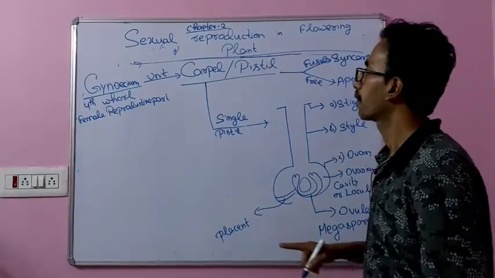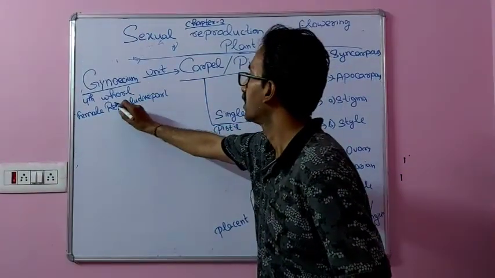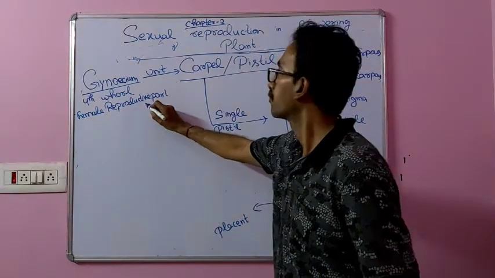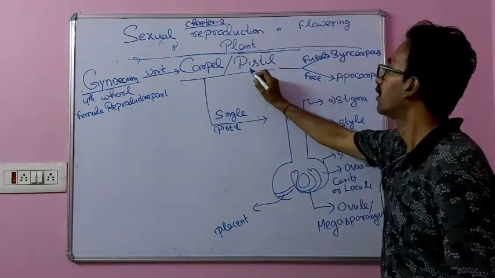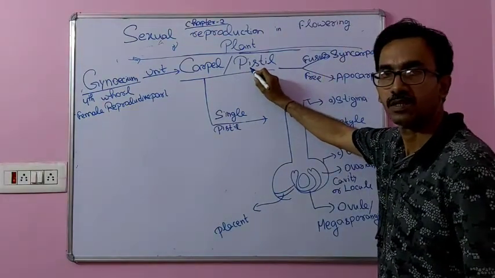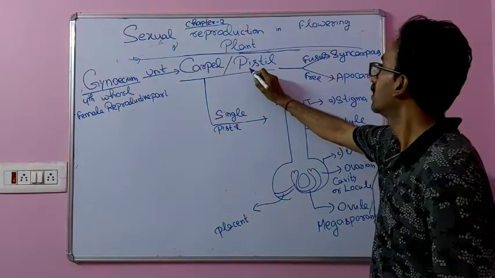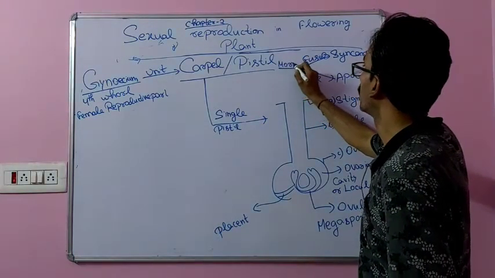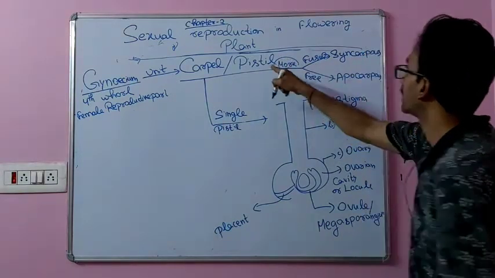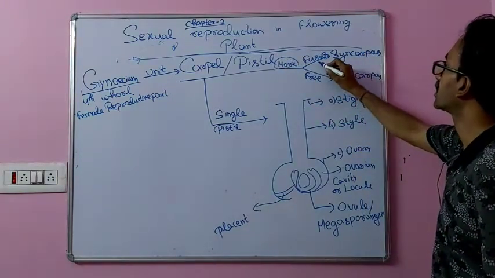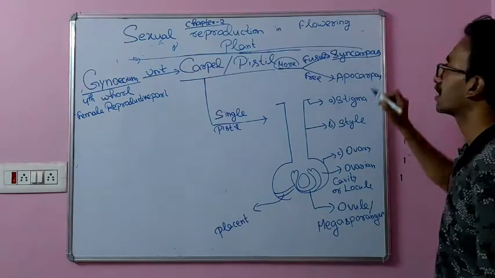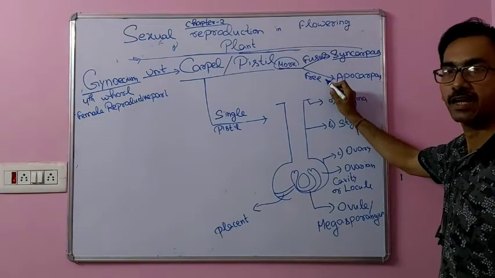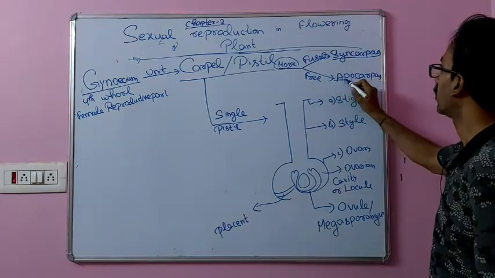Now see, gynecium is the fourth whorl, or the female reproductive part. Its unit is the carpel, also called pistil. In a flower, if there are many pistils, these pistils may fuse with each other. This condition is called syncarpous. And when these pistils are free, not attached to each other, this is called apocarpous.